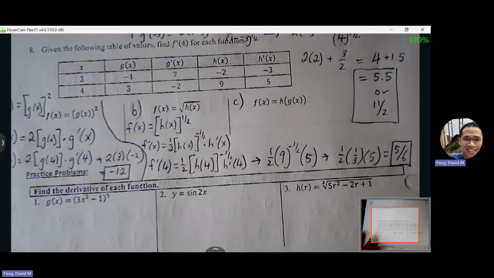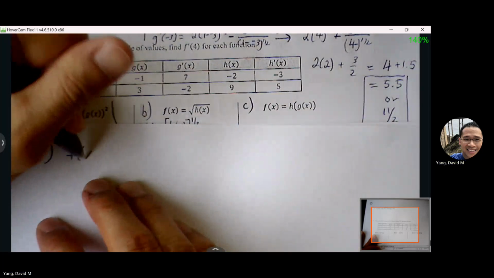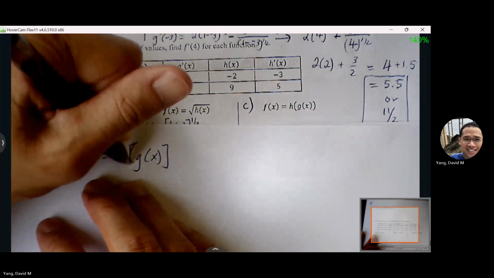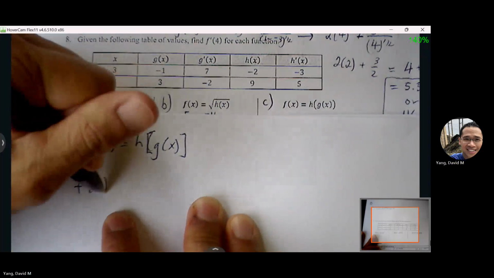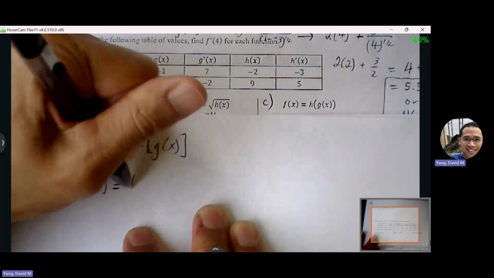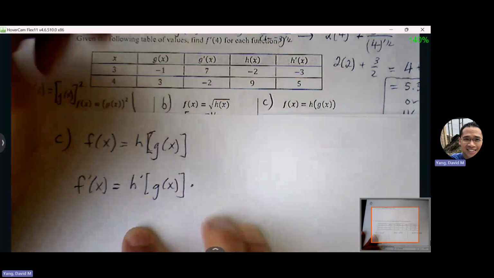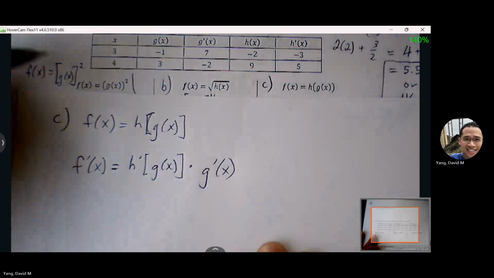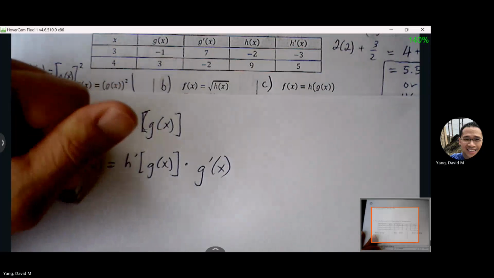Part C, we filled out our derivative. There's a need for chain rule. There's an outside inside that we see. Outside's portion is that h. So h's derivative is just h prime. Keep the inside intact. Times what? Times g prime. So first things first, we're going to replace every x with 4.